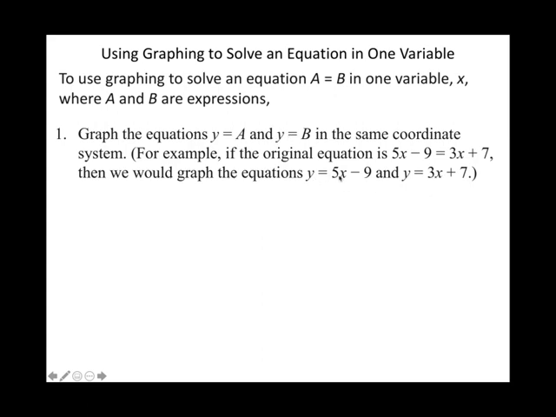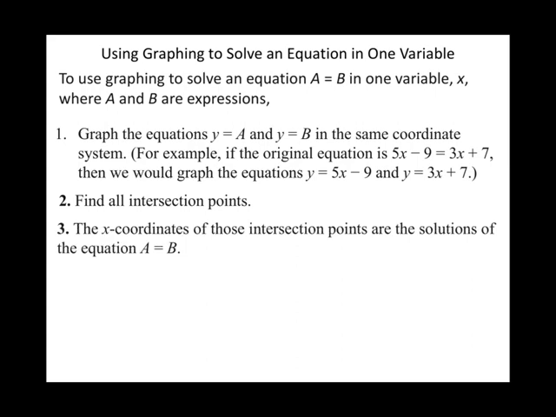And y equal to mx plus b is a linear equation with two variables. So I want to graph these two linear equations in the same coordinate system and then find all the intersection points. Number 3, the x-coordinates of those intersection points are the solutions of the equation A equal to B. So after you find the intersection, you should get a coordinate, and the x-coordinate will be the solution of this original equation.